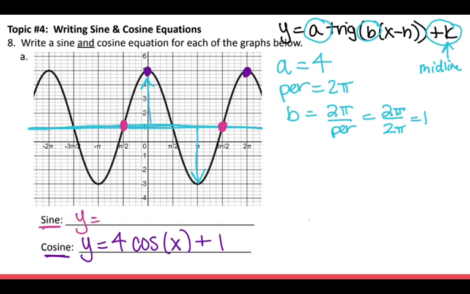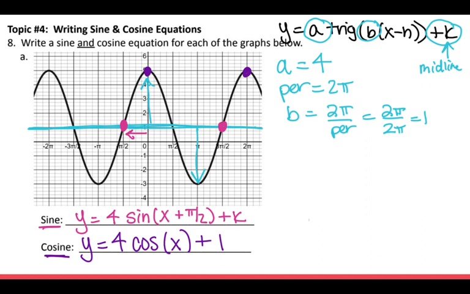Now let's talk about sine. So once again, your a, b, and k stay the same. But if you'll notice, sine does have a horizontal shift. Normally, it is at the origin right here, but now it's been shifted to the left pi over 2 units. So I'm going to take x minus negative pi over 2, which becomes x plus pi over 2. And there is your equation for 8a.